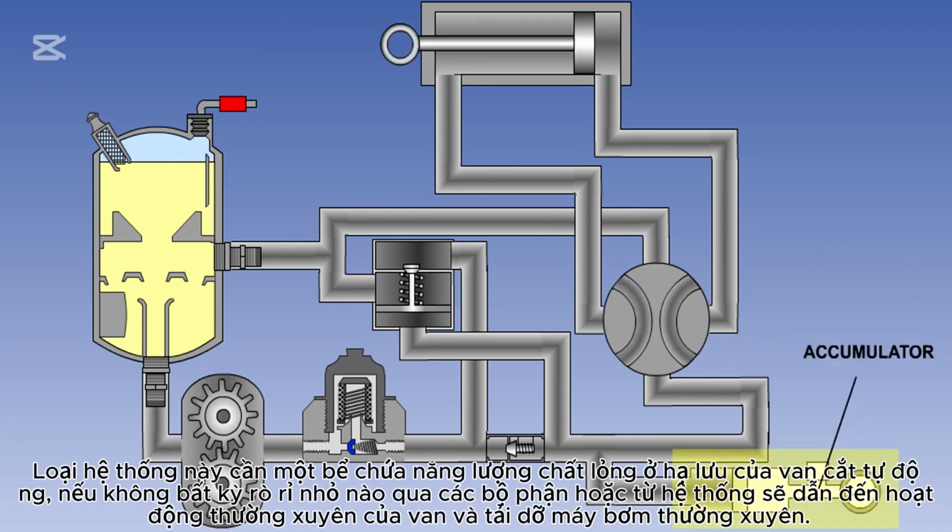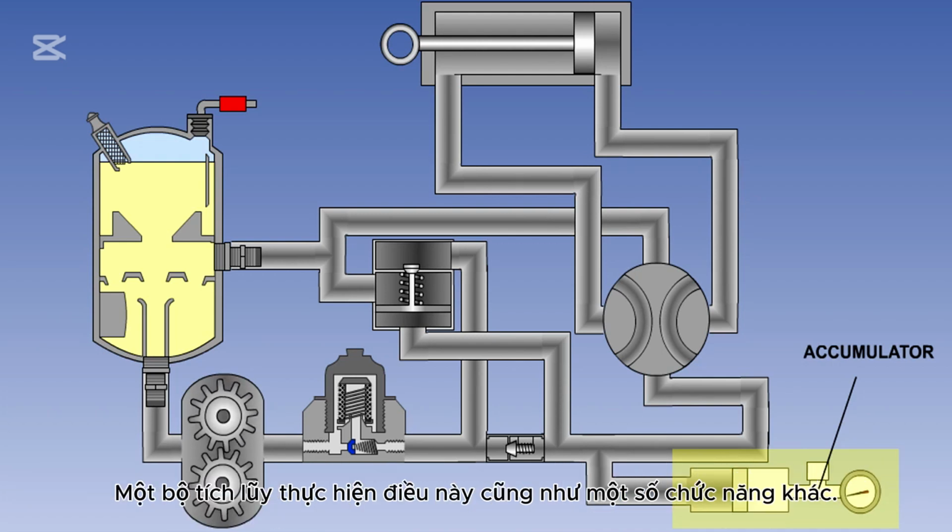This type of system needs a reservoir of fluid energy downstream of the automatic cut-out valve. Otherwise, any slight leakage through components or from the system would result in frequent operation of the valve and frequent loading and unloading of the pump. An accumulator fulfills this, as well as a number of other functions.